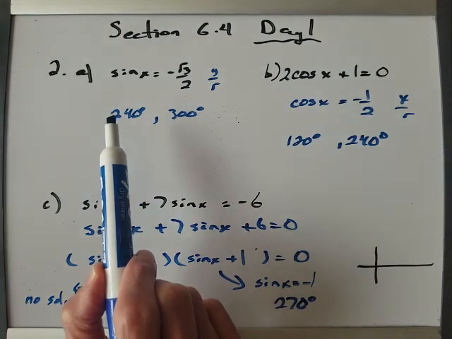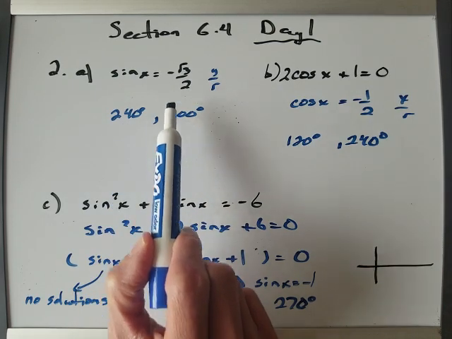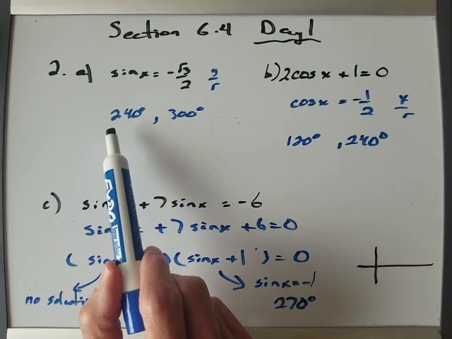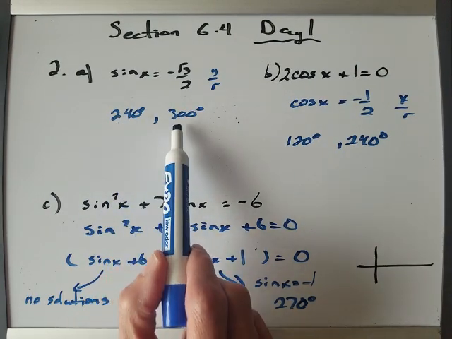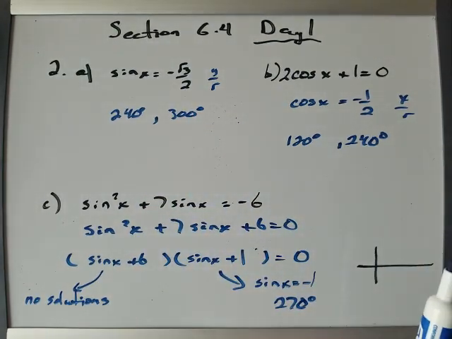In number 2, we were working in degrees. That's the stipulation that's in the PDF notes. So we found that at 240 and 300, it was negative root 3 over 2. And in pre-calc 20, we realized we can't use 120 or 60 as answers because they're positive root 3 over 2. Then we step up to pre-calc 30.